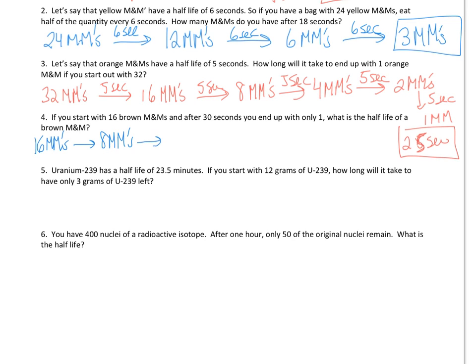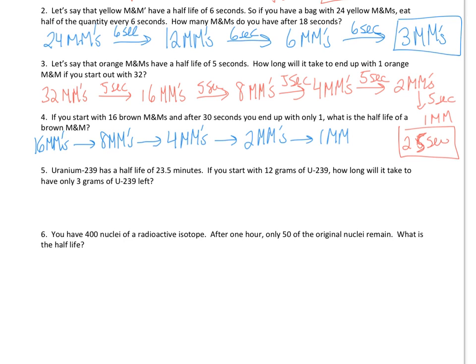After another half-life, we'd end up with 4 M&Ms. After another half-life, we'd end up with 2 M&Ms. And then after another half-life, we'd end up with 1 M&M. So we don't know what the half-life is, but we know that it took a total of 30 seconds to go from 16 M&Ms to 1 M&M. So the arrows here represent our half-lives. And so we have 1, 2, 3, 4 half-lives passed by in order to go from 16 to 1.